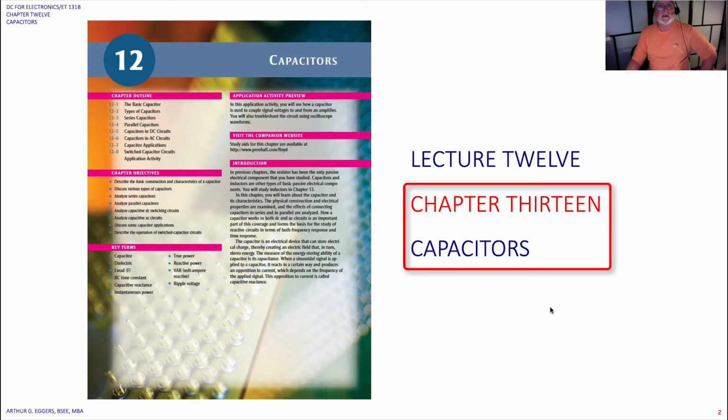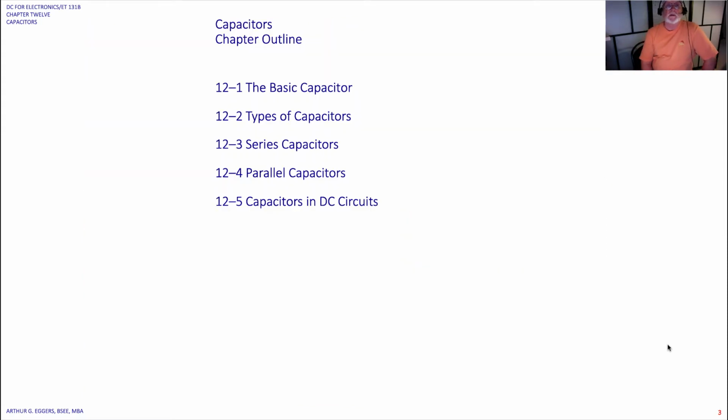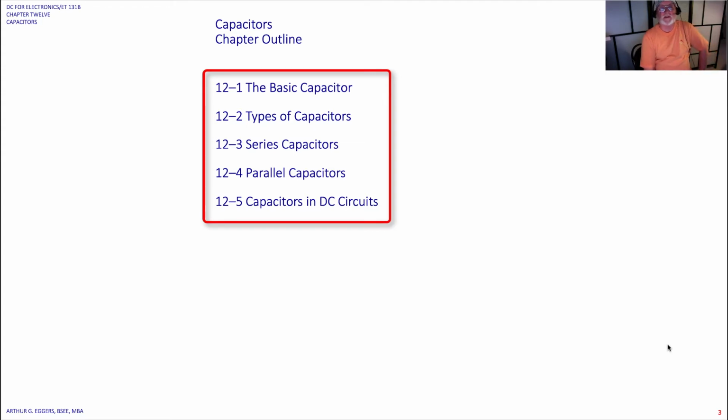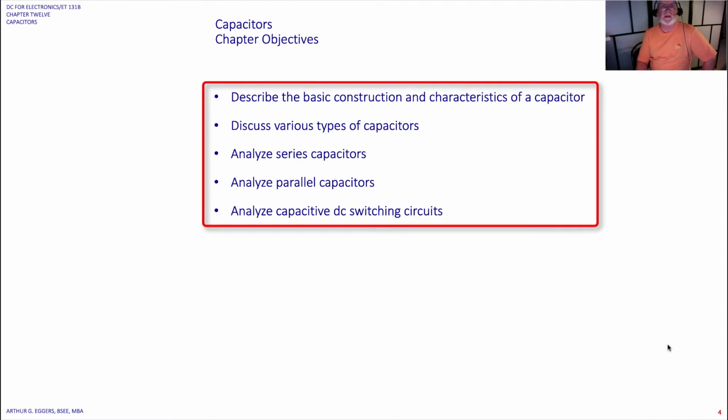All right, the next section here in chapter 12, capacitors. We're going to look at a device that stores energy. Basic capacitors, types of capacitors, how do we handle capacitors in series and parallel, and looking at capacitors in DC circuits. So our objectives follow that.